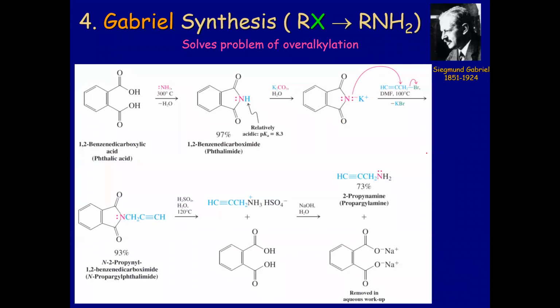Then the best one would be the Gabriel synthesis. And this solves the problem for over-alkylation. Now, here what you do is, you start with the dicarboxylic acid, okay? And you react it with ammonia, sorry, at 300 degrees Celsius. And this is a diamide.